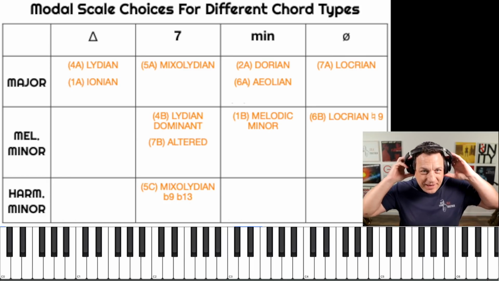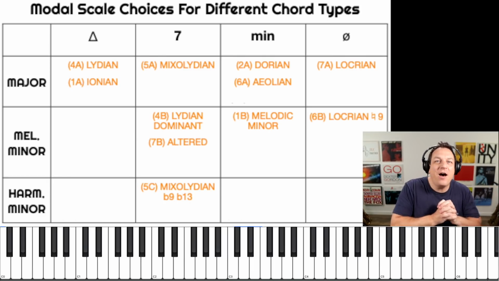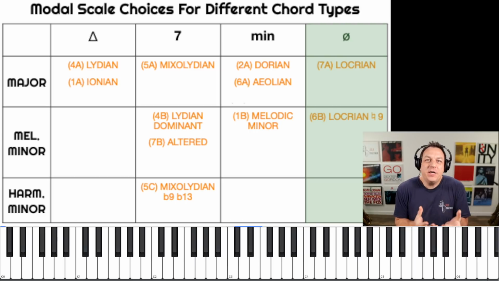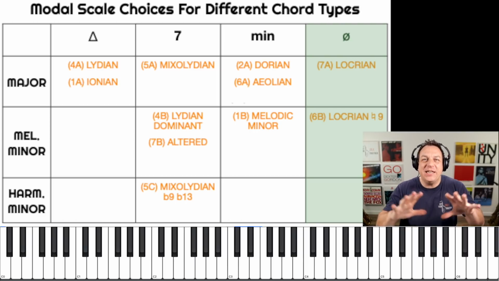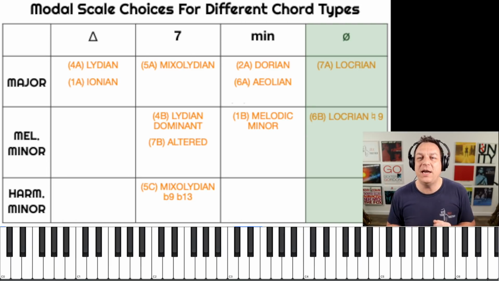Now let's make things even more simple. I'm going to go to the end column first. Let's look at that half diminished column. All you got to do is decide if you want the regular Locrian, when you're improvising in jazz, let's say, or the Locrian with the natural 9.